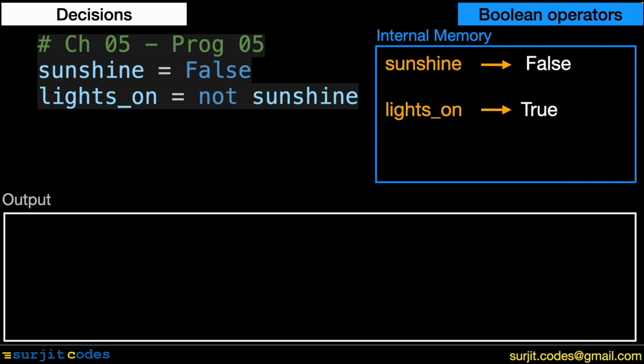In this program, lights on will become true if sunshine is false and vice versa. We can print these variables to check it.